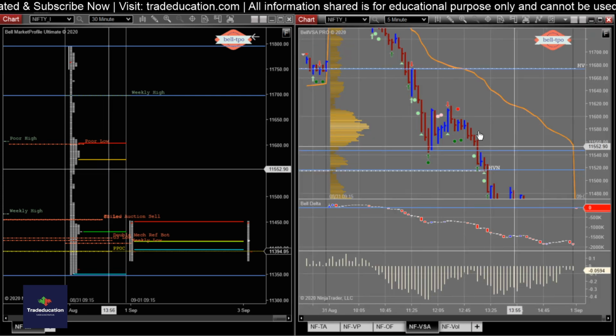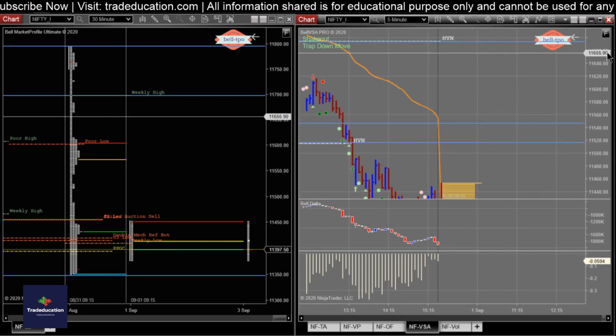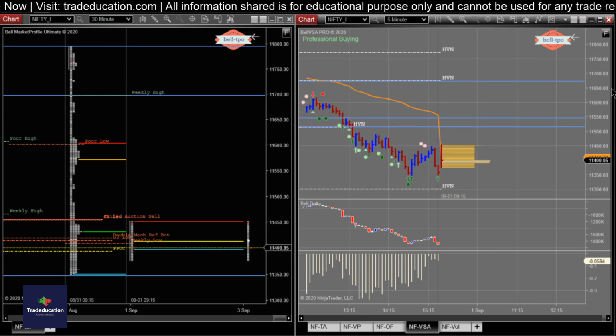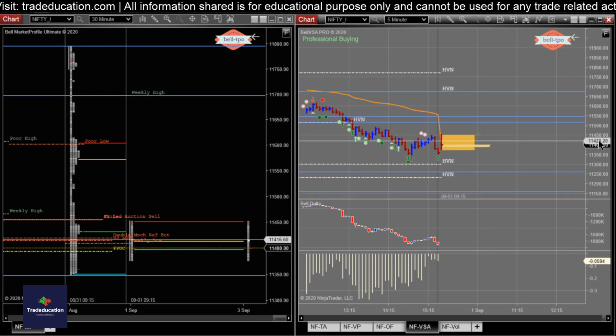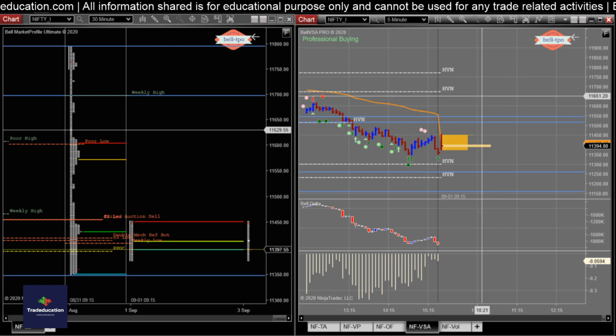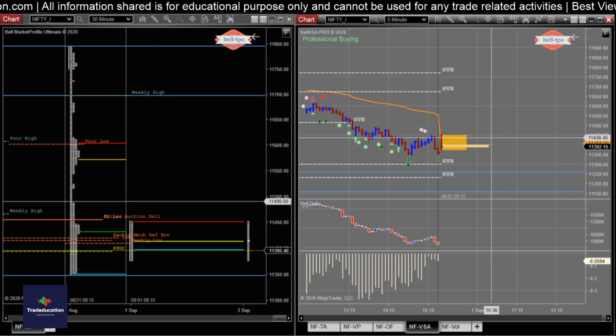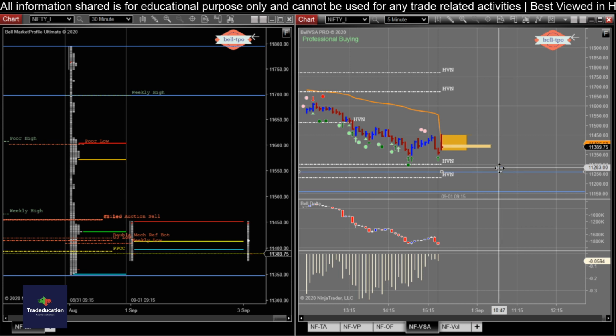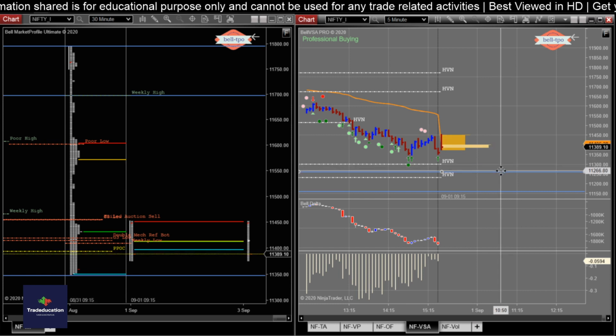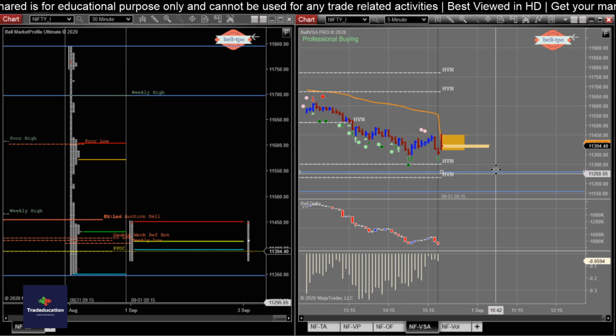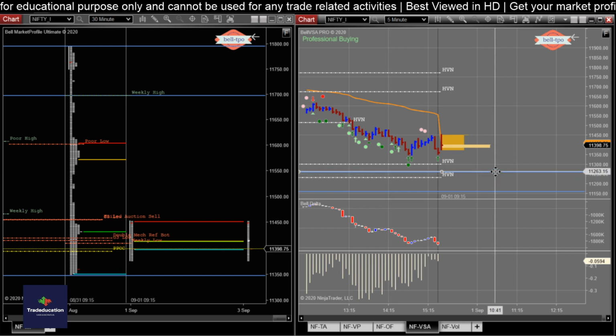Let me see from the VSA chart. So let me delete all these references because these were the support zones. Yeah, so there is one HVN here. There are two more HVN. So odds are high that we should be tagging the low.